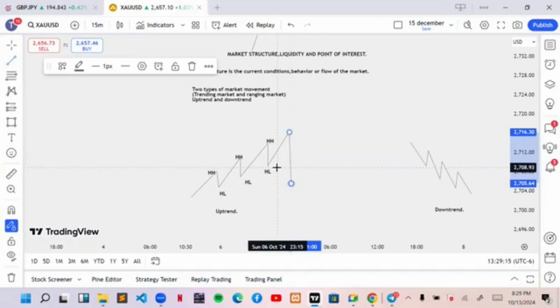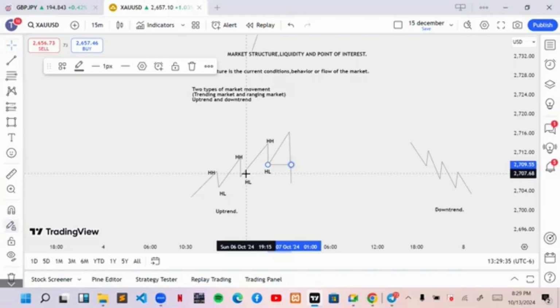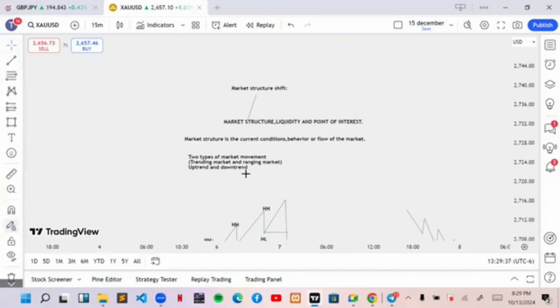Because the characteristics of an uptrend is higher highs and higher lows. And since markets came to this particular low and actually broke it to go lower, this is no longer an uptrend, but now a downtrend. Why? Because this is no longer the characteristics of an uptrend. So a structure shift is an indication that the current trend is about to end and the new one is about to begin in the opposite direction.